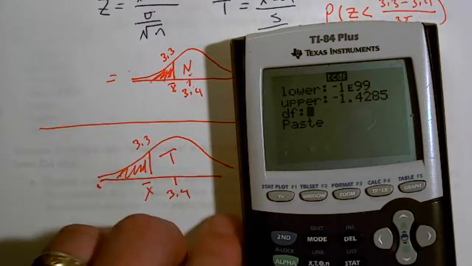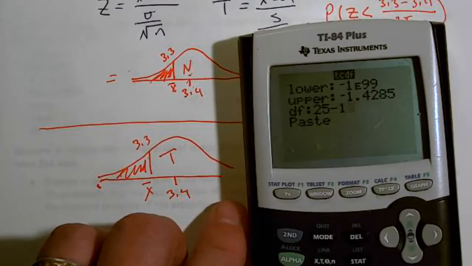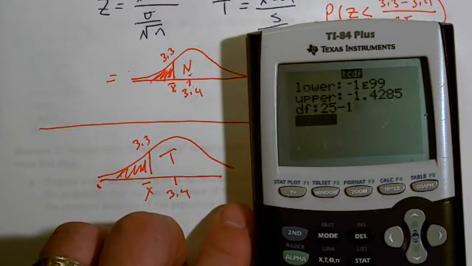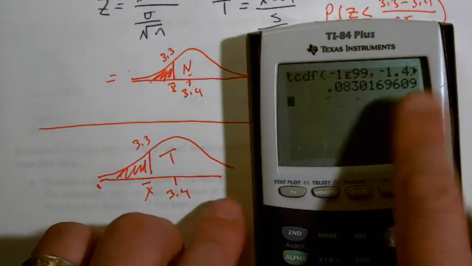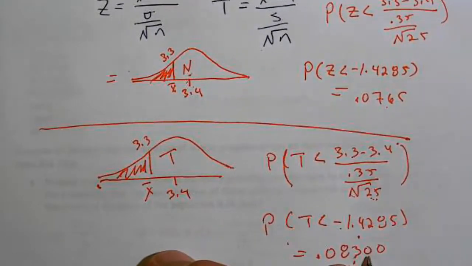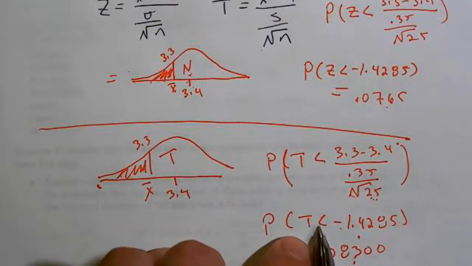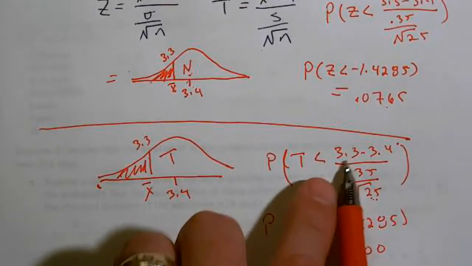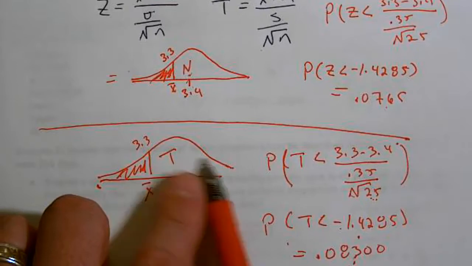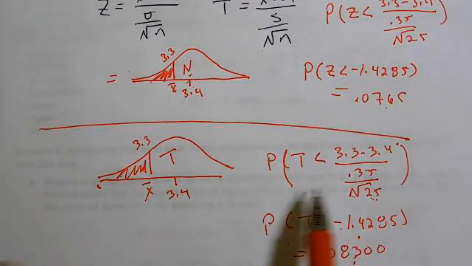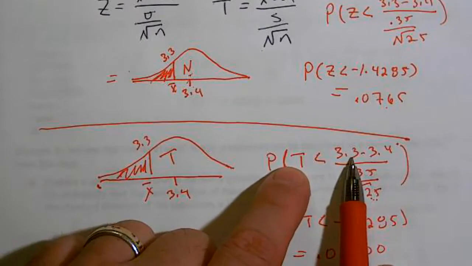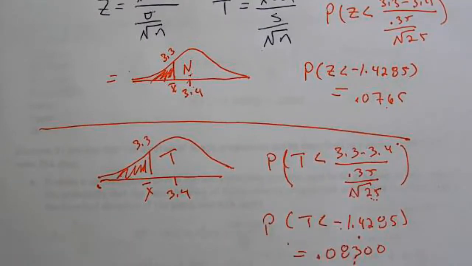And my degrees of freedom would be 25 minus 1, because it's n minus 1. And there's that 0.083 again, all right? So you can do this as a TCDF, and every now and then you'll have to do it because they'll give you a T statistic. If they give you a T statistic, you're going to have to use a TCDF. But if they give you X bar and the standard deviation, you can go directly to stats test, t-test.